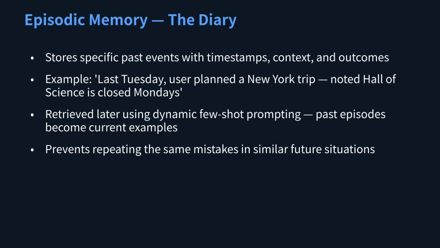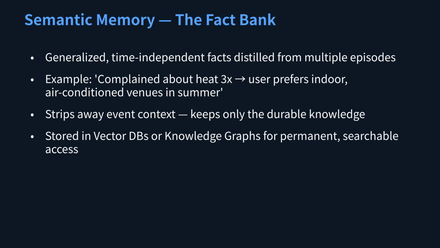The second type is episodic memory. This is where the agent stores specific past events, time-stamped logs of what happened, when, and what the result was. It is like a personal diary. For example, the agent might remember that last Tuesday you were planning a trip to New York, and you mentioned that the Hall of Science was closed on Mondays. That specific memory is stored as an episode, and it can be pulled up later when you ask about similar trips.